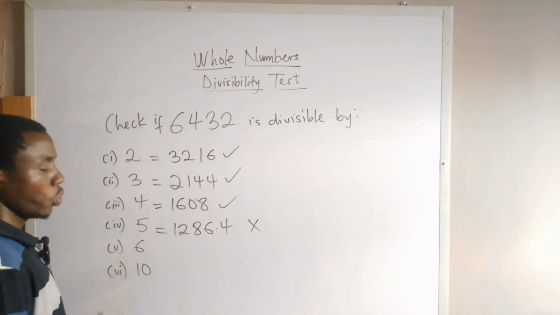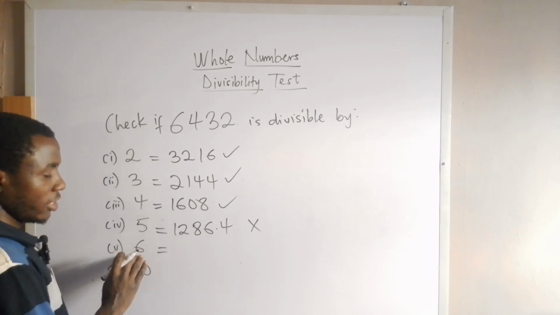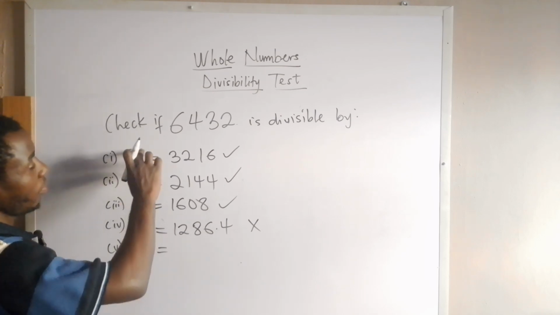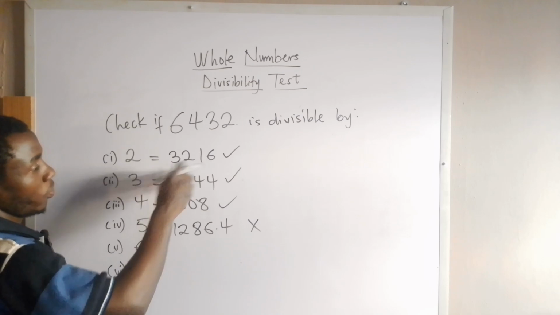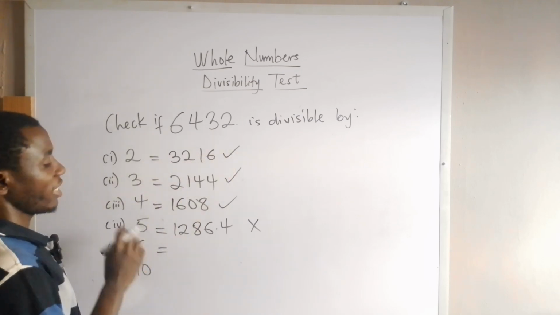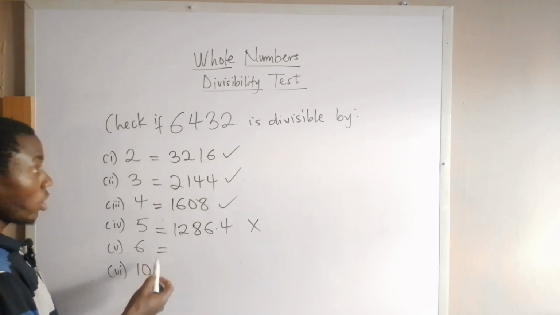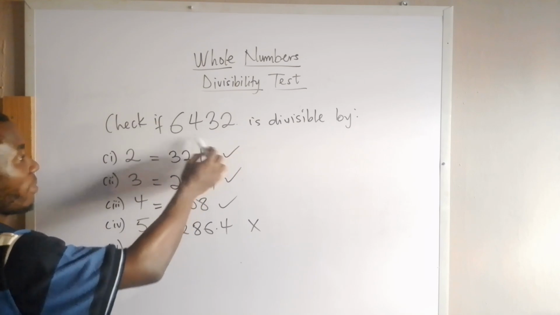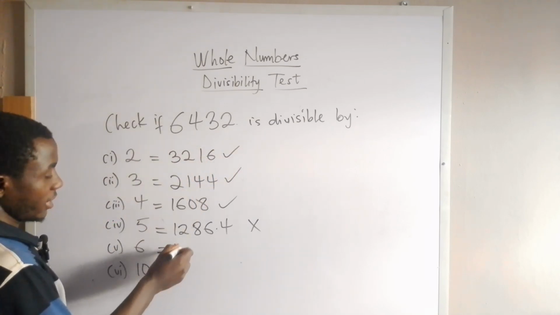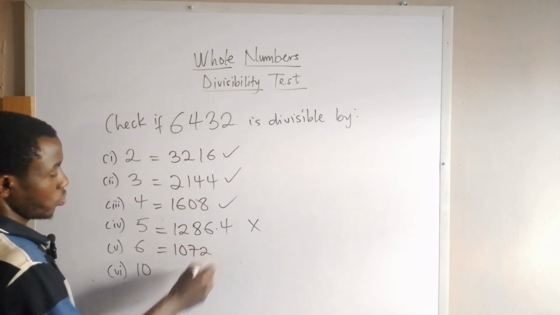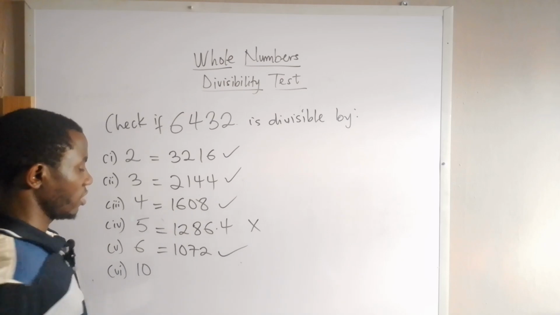Now moving to 6, the rule for 6 is the number should be divisible by 2 and 3, which is true here. So that means this number is divisible by 6. And the result when dividing this number by 6 is 1072, which means it's divisible also.